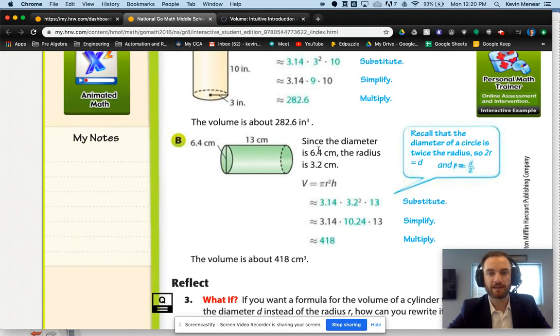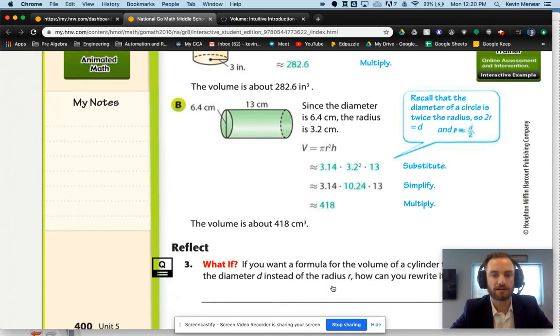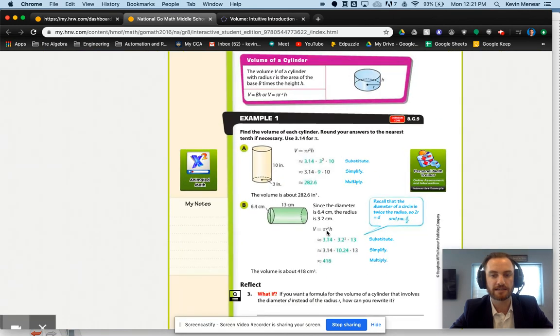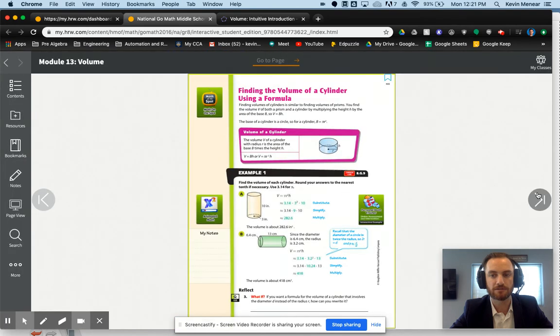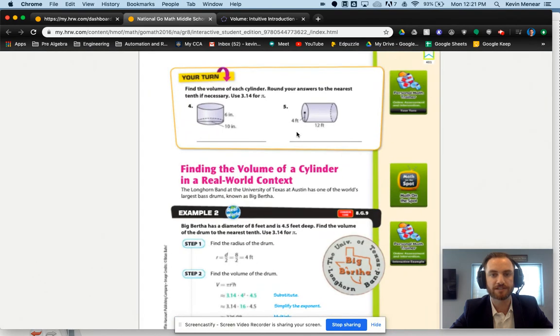Then they do the same thing for this one, except they give you the diameter. Uh-oh, be careful. They don't give you the radius. They give you the diameter, 6.4 centimeters. So to get the radius, you just divide that by 2. If the diameter is 6.4, then the radius is half of that. 6.4 divided by 2 is 3.2 centimeters. Once you have that, plug it into your formula. Pi times r, which is 3.2 squared, times the height, 13. Sweet. And they get approximately 418 centimeters. Okay, cool. Nicely done. Let's move on.